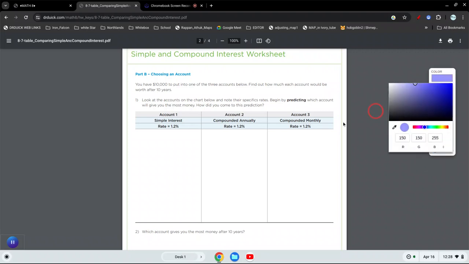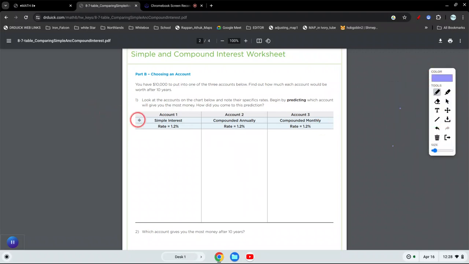In my first example, I'm just going to do a simple interest situation. My interest is equal to my principal times my rate times my time. My interest is going to be determined by taking $10,000, and they say my rate in here is 1.2%. So I've got to convert that to a decimal, 0.012. I'm using dots as my multiplication. And my time, they say, is 10 years.